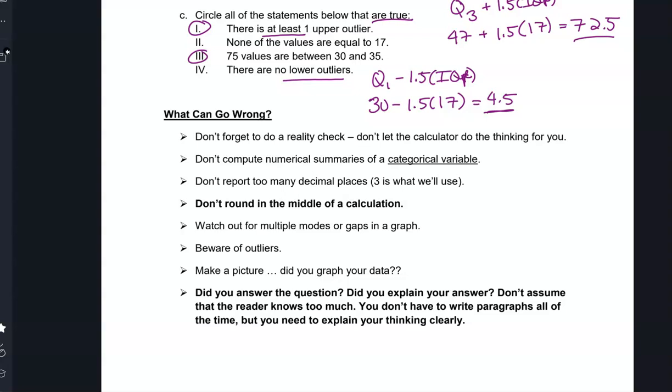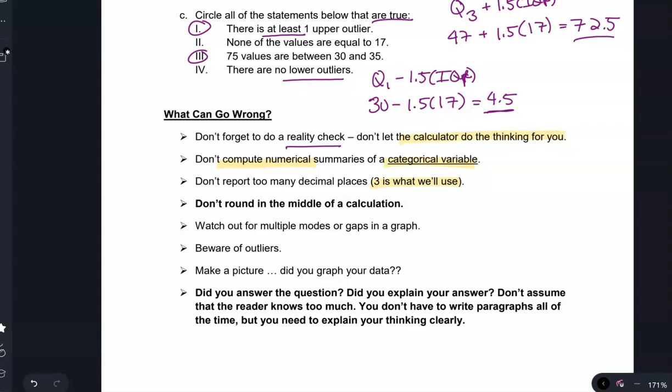Okay, a couple of things to watch out for. Again, don't forget to do a reality check. Don't just let the calculator spit out numbers for you. Think about what they're talking about. Don't do numerical summaries for categorical variables. Don't do your mean of a categorical variable. That's not helpful.